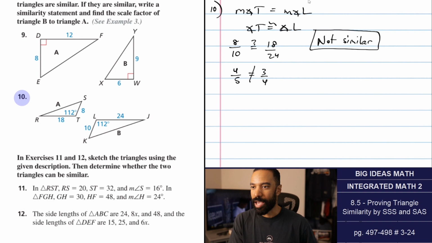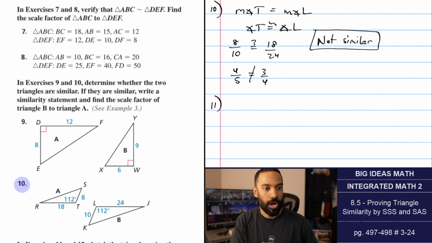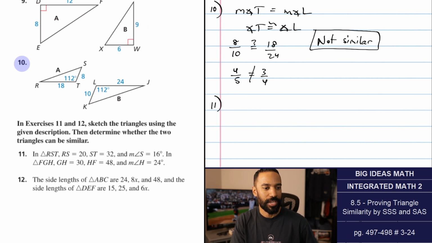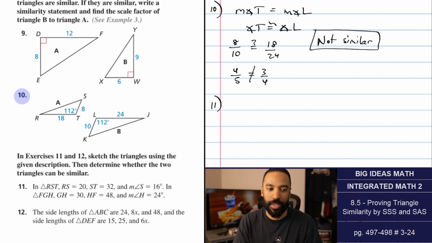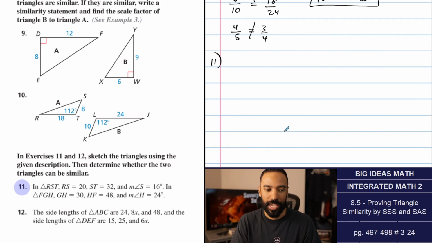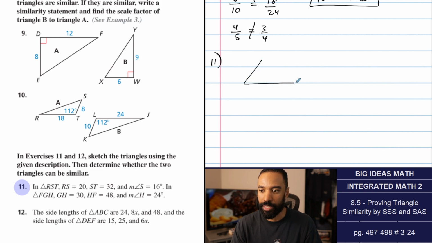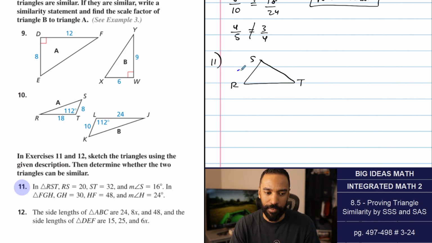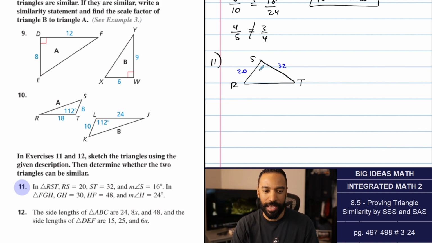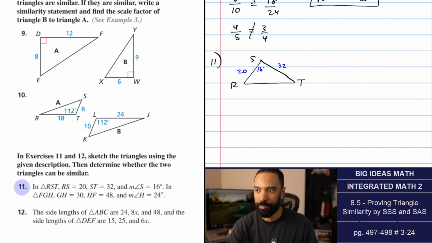Okay, let's go to exercises 11 and 12. In exercises 11 and 12, sketch the triangle. Oh, did I? Okay, I didn't have to sketch these ones. This looks the same as the last one, but sketch the triangles using the given description, then determine whether the two triangles can be similar. So let's do a sketch in triangle RST, and I'm not drawing this to scale. And I think that's more helpful that we just write things as they are. Triangle RST, the length of RS is 20, the length of ST is 32, and the measure of angle S is 16 degrees. Clearly not drawn to scale.